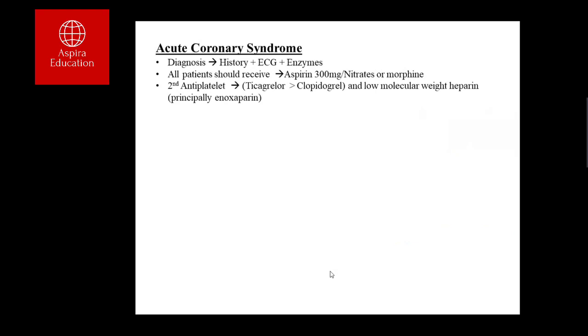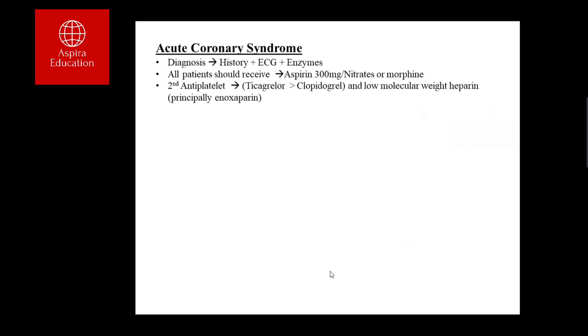Now you need to add a second antiplatelet agent here. So we have two options, either ticagrelor or clopidogrel. But do remember, in the UK, the general population has a heterogeneous response to clopidogrel. That means clopidogrel level and clopidogrel bioactivity differs from population to population in the UK. So clopidogrel is not preferred in the UK. So the preferred drug in the UK is ticagrelor.